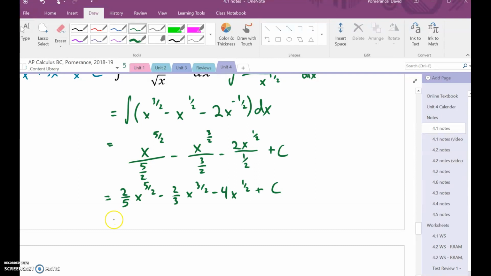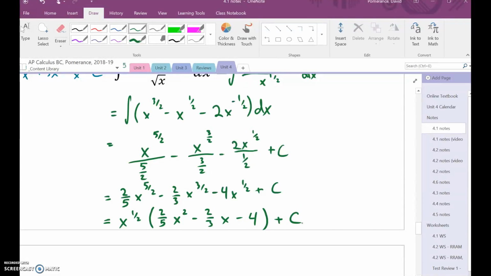I might try to factor out a GCF here of x to the 1/2, and that way we could have whole numbers for our exponents here. We've got 5 minus 1 is 4, so we have 4/2 or 2. We've got 3/2 minus 1/2 is 2/2 or 1, and then this x to the 1/2 was gone from the entire term. Just make sure you put that plus c outside of the parentheses.